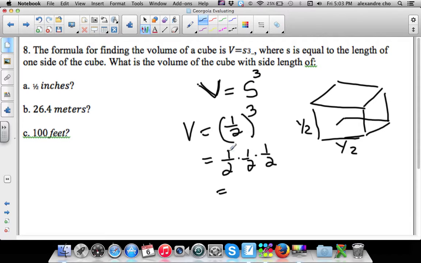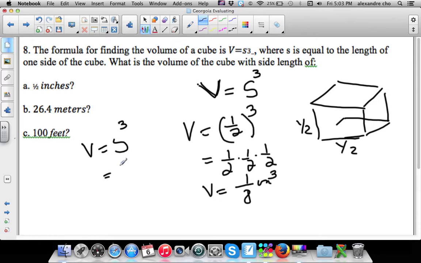Multiplying fractions, you know that you just multiply across, numerators with numerators, denominators with denominators. So on the top, 1 times 1 times 1 is 1. The bottom, 2 and 2 is 4, 4 times 2 is 8. So the volume of that particular cube is 1/8 inches cubed. Second one, let's try again. Volume equals side to the third power.